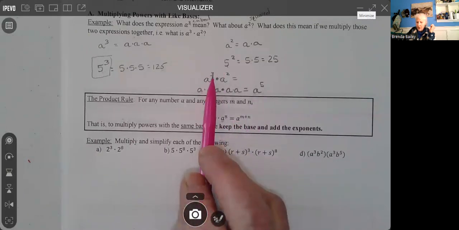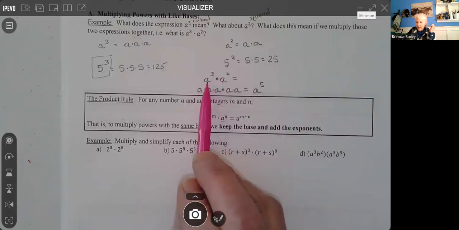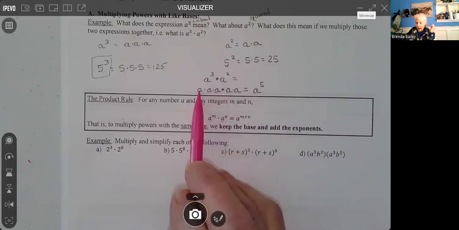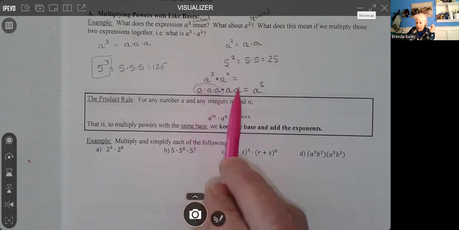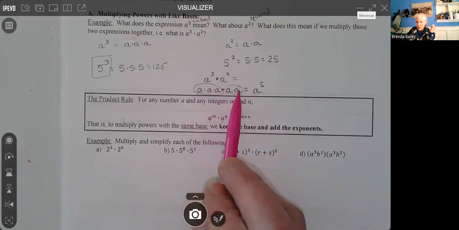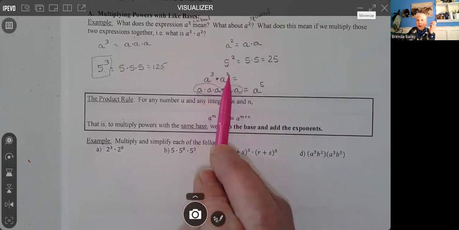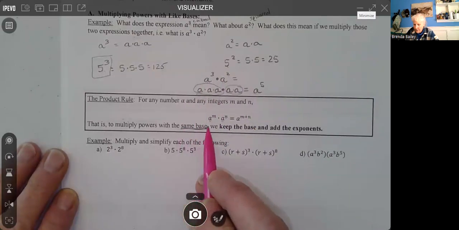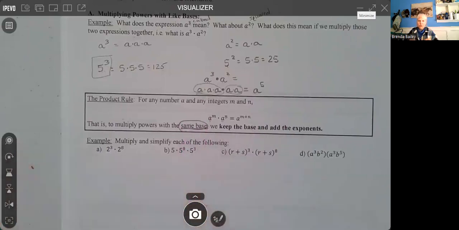So if you look back up here, a cubed times a squared, these are the same base. You could have gotten the same answer without writing out 3 of your a's and 2 and saying, okay, I'm multiplying 1, 2, 3, 4, 5 together. You can just take 3 plus 2. So when you're multiplying common bases, you add the exponents. And again, this is underlined, the same base. We'll look at what happens when we have multiple bases. It's not that hard.